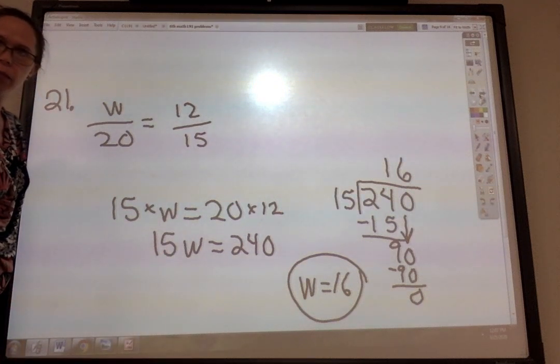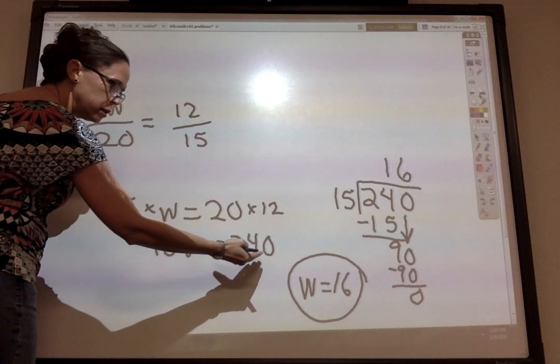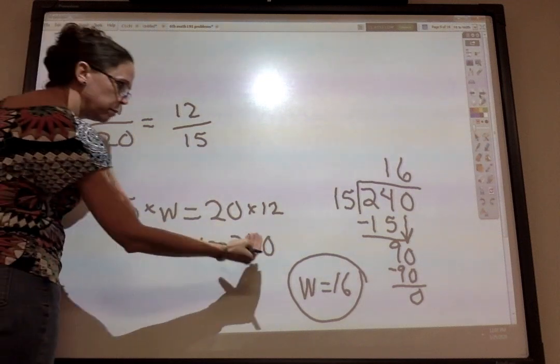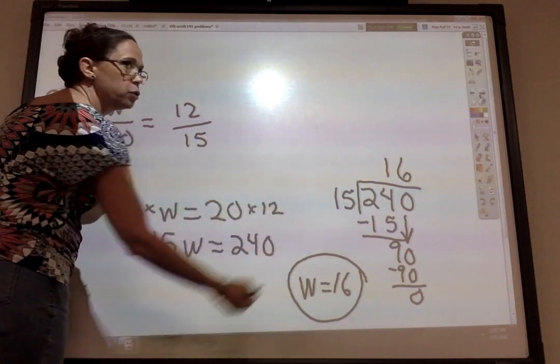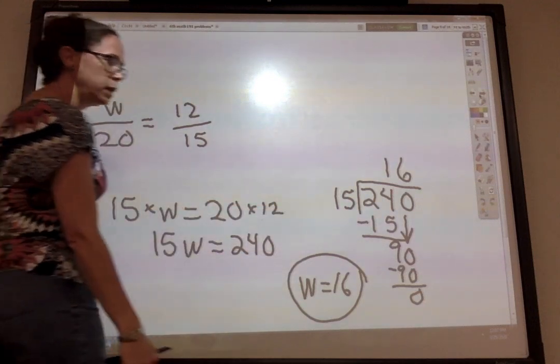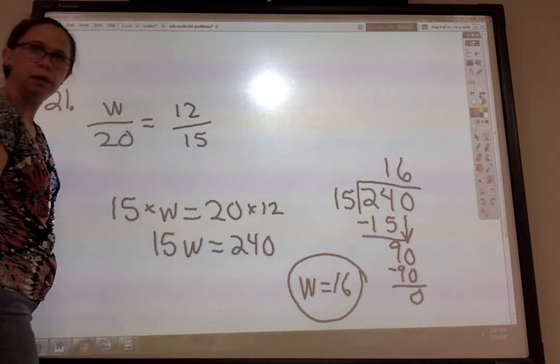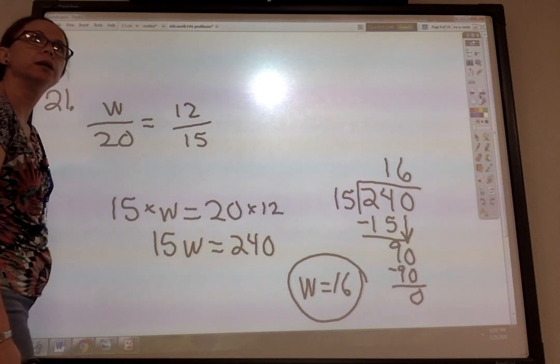Now it looks like the problem I just had. I know the product. I know a factor. I can divide the product by the factor I know to get the factor I don't know. 240 divided by 15, and your answer is 16. w equals 16.